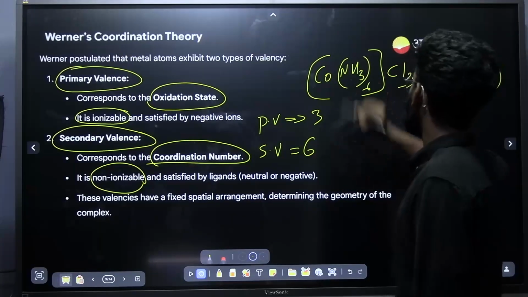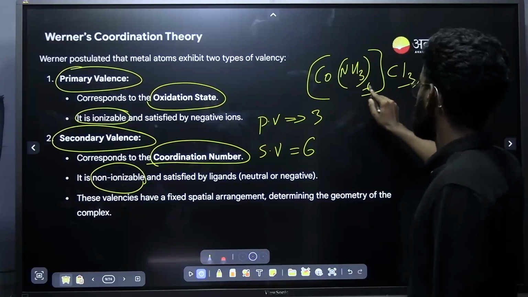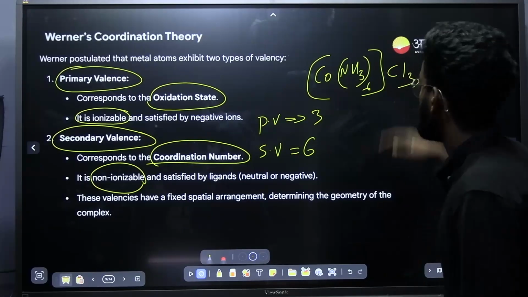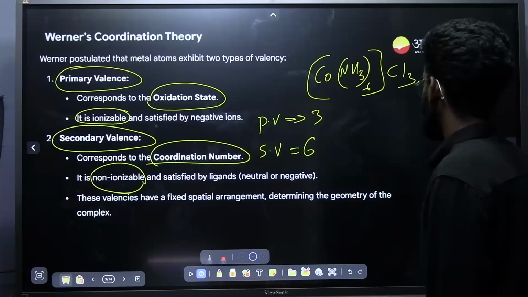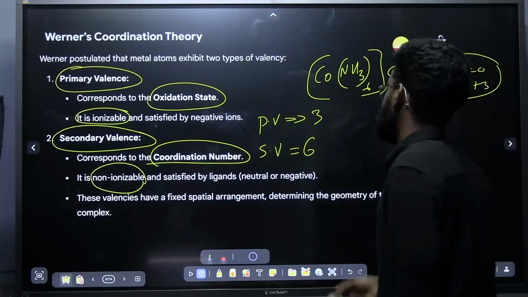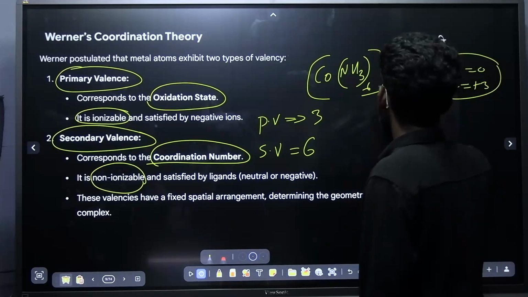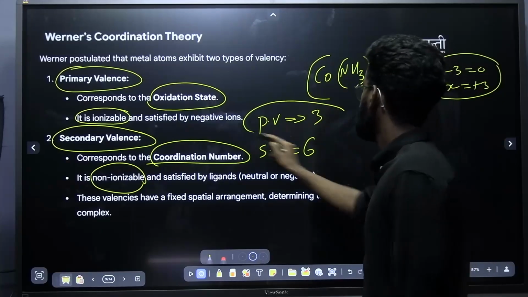Secondary valency is the coordination number only. 6 coordination numbers are there. 6 sigma bonds are forming to the central metal atom. Okay, so we got primary valency and secondary valency. It's a very easy thing. And what is the problem here is this primary valency is ionizable.